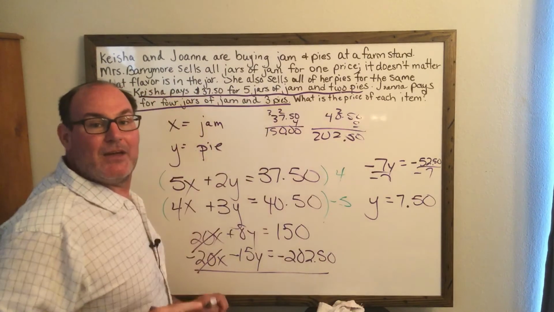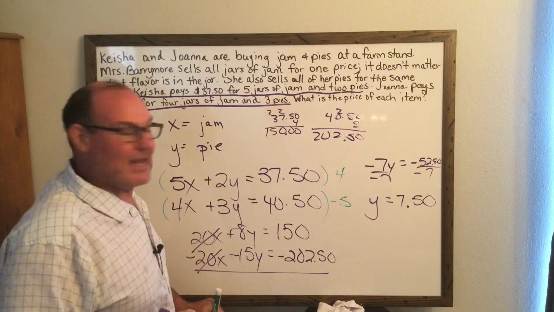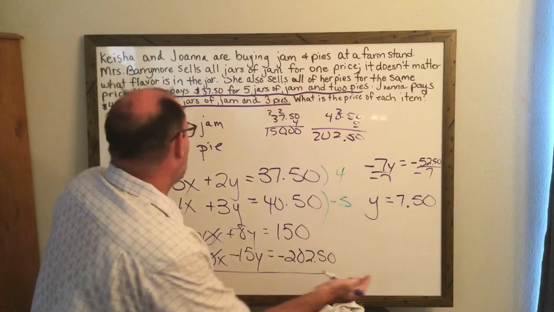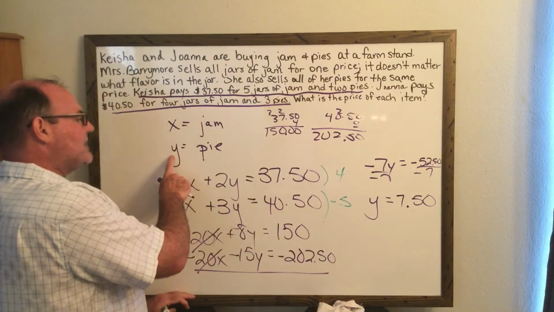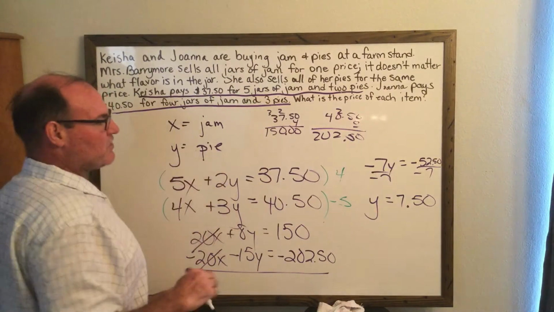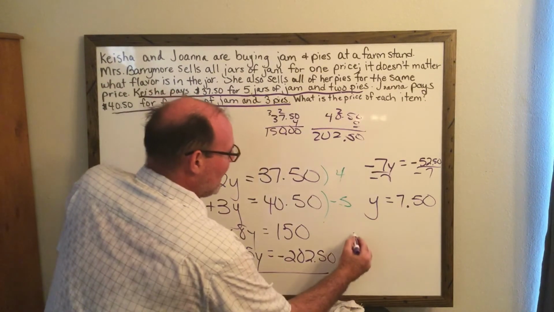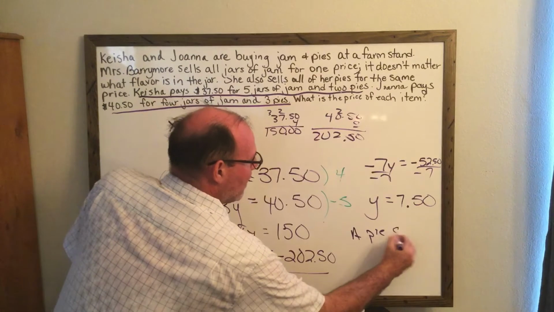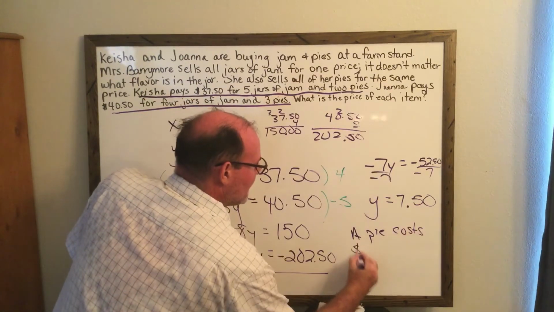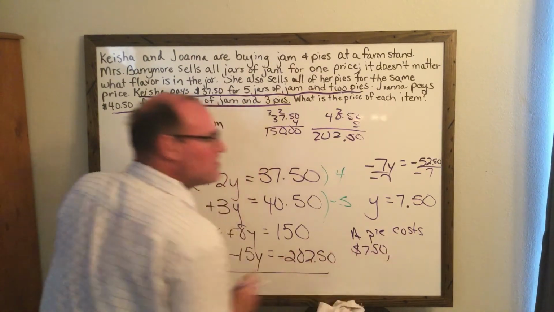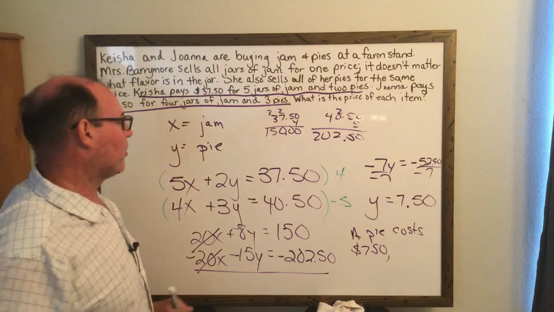This is why we defined our variables at the very beginning. What is y? Well, I come back up here. y is the cost of a pie. So what I know right now is that a pie costs $7.50. Always use units when you're writing your answer for the word problem.